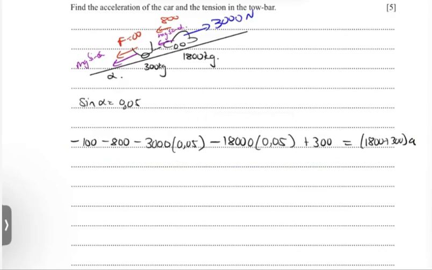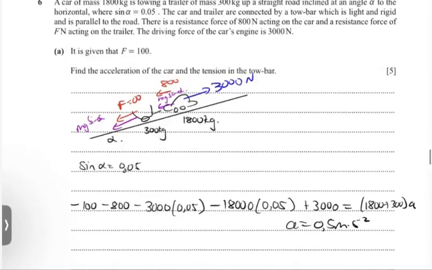Okay, so I've got minus 100, minus 800, minus 18000 times 1.5 plus 3,000. Also wrote it down incorrectly here. Okay, and that is divided by 1800 plus 300. Okay, so we have an acceleration of 0.5. Okay, find the acceleration of the car and the tension in the tow bar.